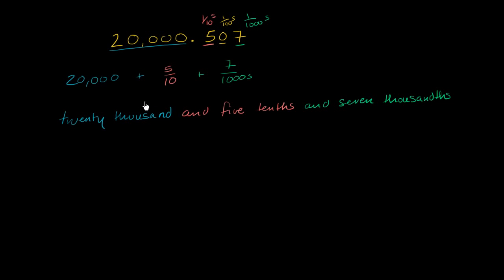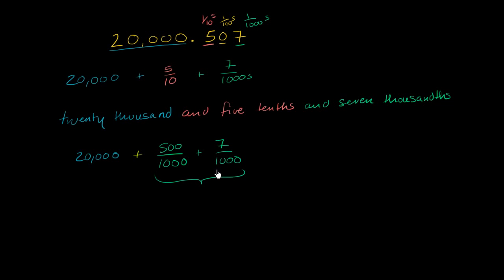Another way of thinking about it is to try to merge the 5/10 and the 7 thousandths in terms of thousandths. So let's think about this. We would have our 20,000. But instead of 5/10 and 7 thousandths, let's write our 5/10 in terms of thousandths. And the easiest way to do it is to multiply the numerator and the denominator both here by 100. So this 5/10 is the same thing as 500 over 1,000. And the 7 thousandths is still 7 thousandths.